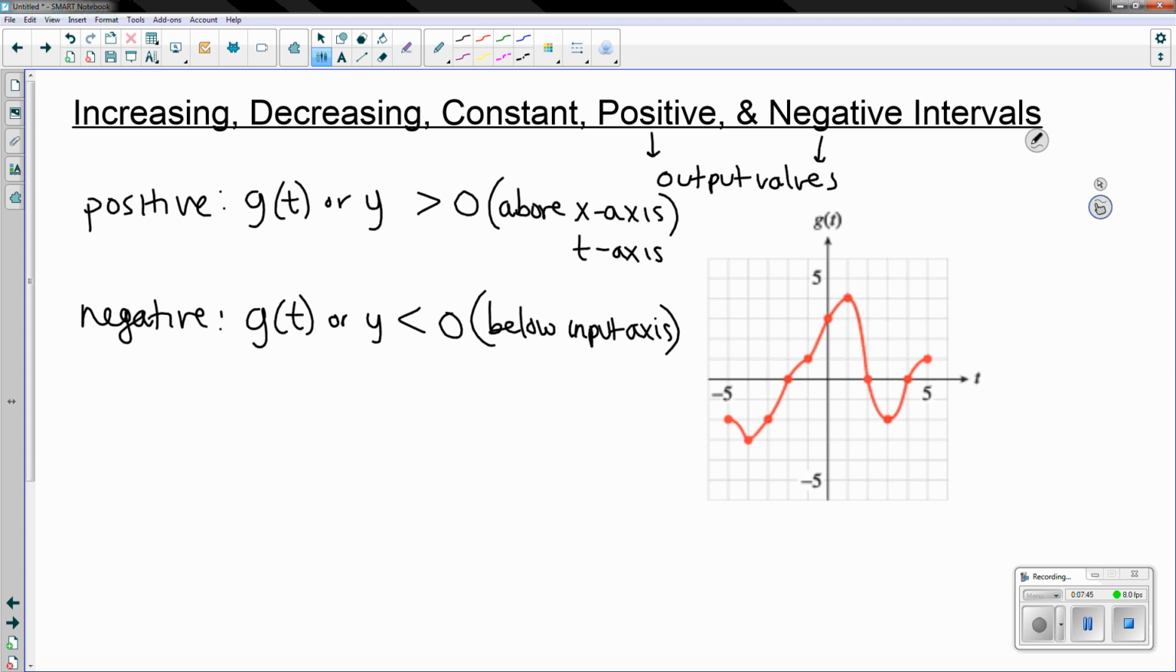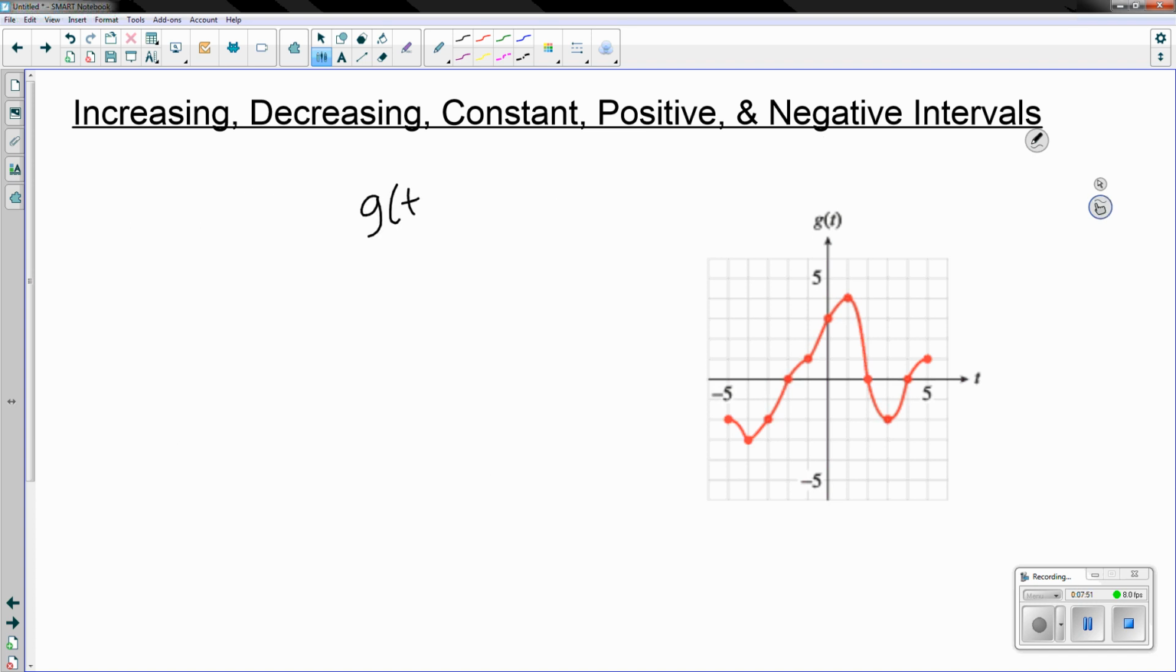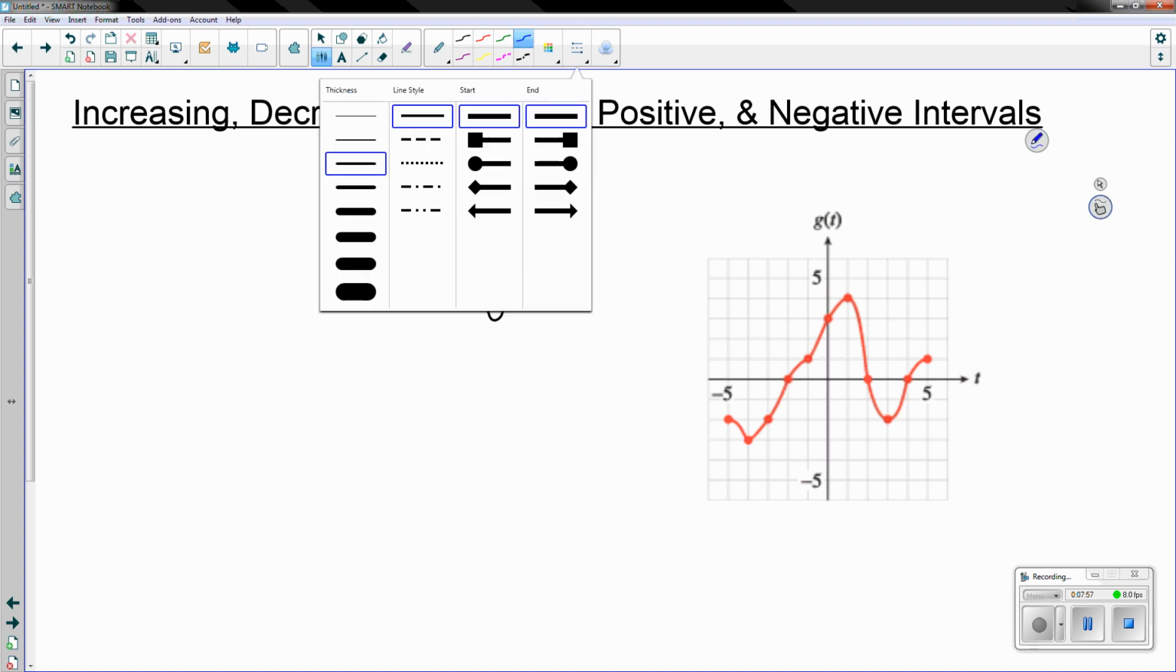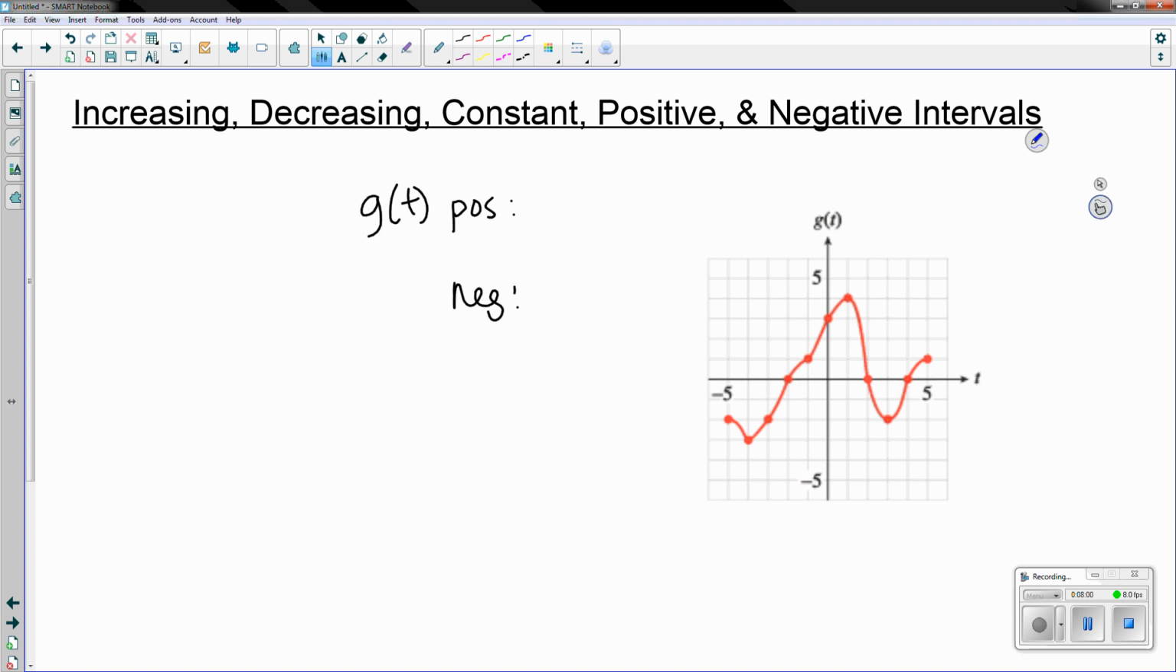So let's look at where that occurs for this graph. So we're going to say g of t is positive on what interval and negative on what interval. So when we list the interval, we're still listing along the input axis where this thing occurs, but we're looking for when the graph is above the axis and when it's below. So let's first do positive. We can see that this piece and this piece are above the x-axis or the t-axis. So you're going to say it is positive from this point, -2 to 2, right? This point on the t to this point on the t. So we're going to say -2 to 2, and then from 4 to 5. So this point to this point.